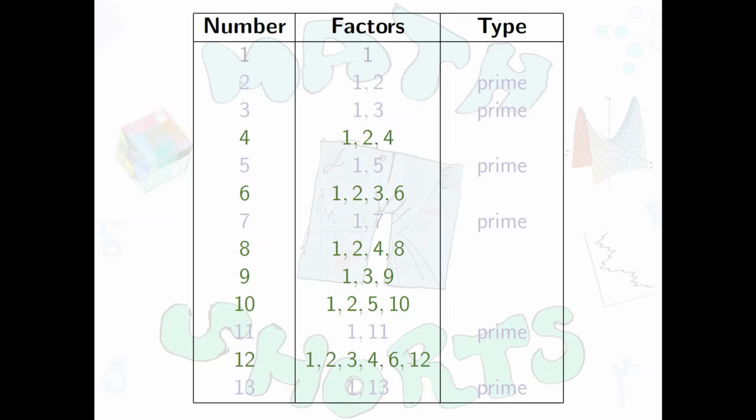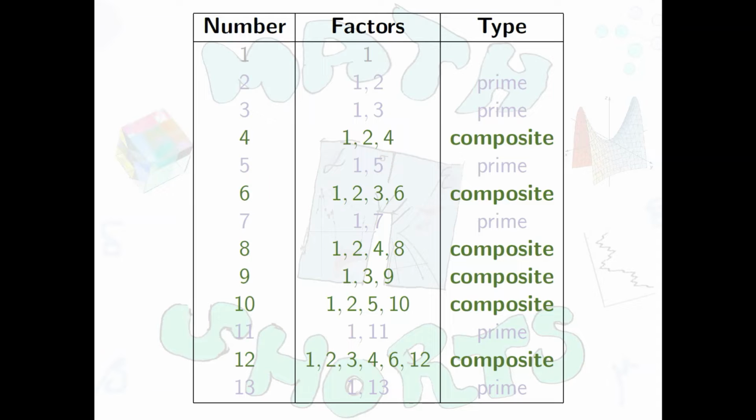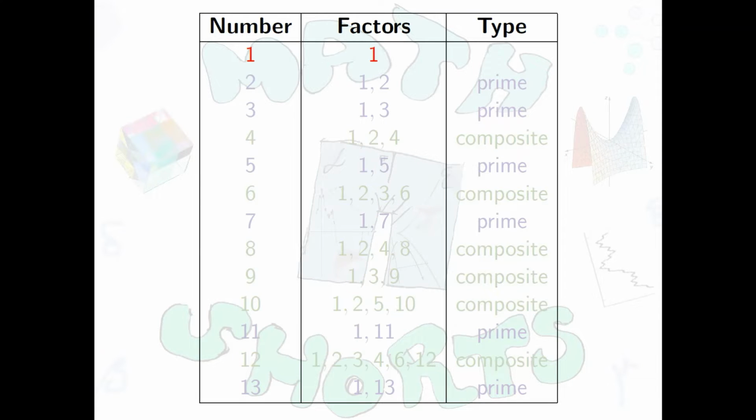Numbers like 4, 6, 8, 9, 10, and 12 that have factors of 1 and themselves as well as something else are called composite numbers. Now, you might have noticed that I didn't talk about the number 1. 1 is a little bit different. It only has itself as a factor, and as a result, we call it a unit. That won't be necessary for what we're talking about, but in higher mathematics, treating this as a separate type of thing is really important.